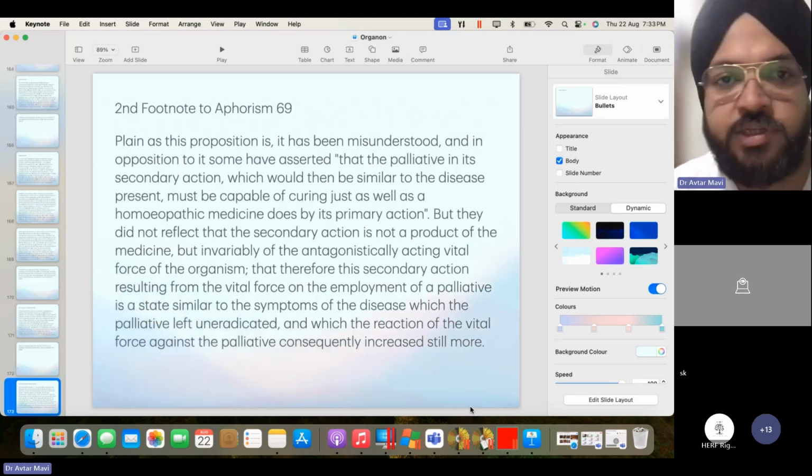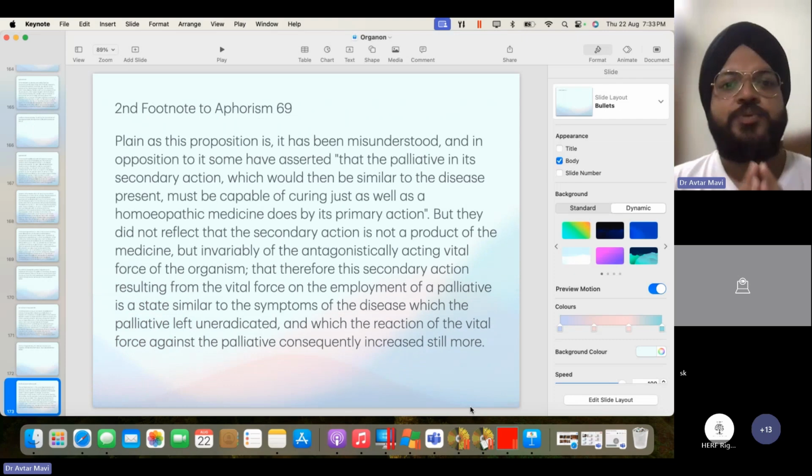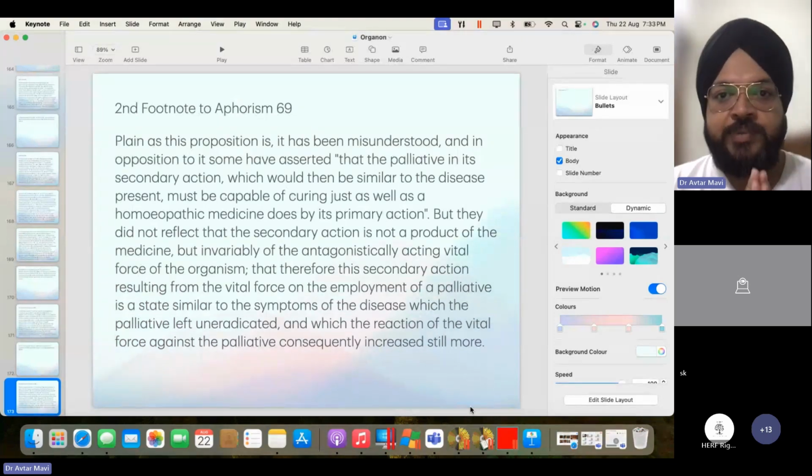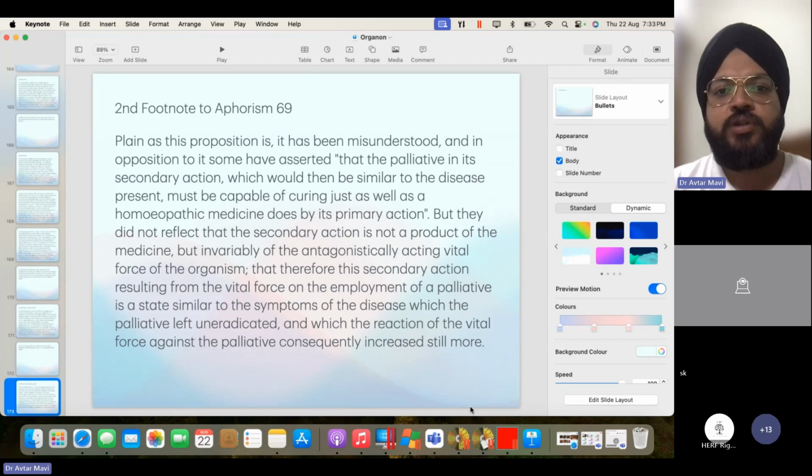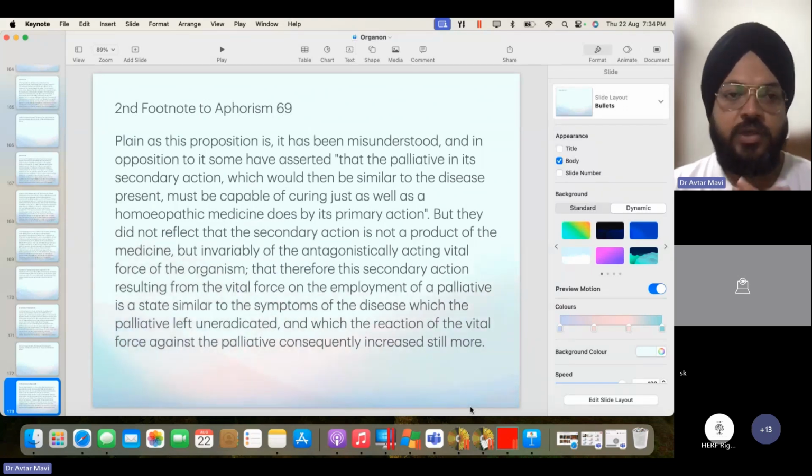Second footnote to aphorism 69. Plain as this proposition is, it has been misunderstood, and in opposition to it, some have asserted that the palliative in its secondary action, which would then be similar to the disease present, must be capable of curing just as well as a homeopathic medicine does by its primary action.